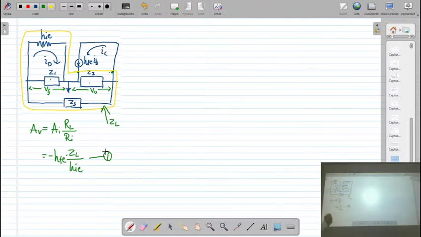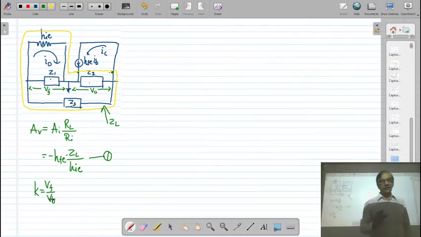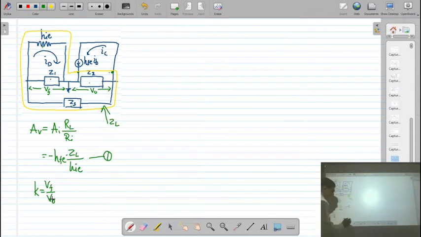Now, what is the feedback factor? The feedback factor is VF by VO, and that we have to calculate. So how to calculate this? Again, whatever ZL is there, for that we will draw an equivalent circuit. So easily you can find out the feedback voltage and the output voltage. Correct? So try to understand this.